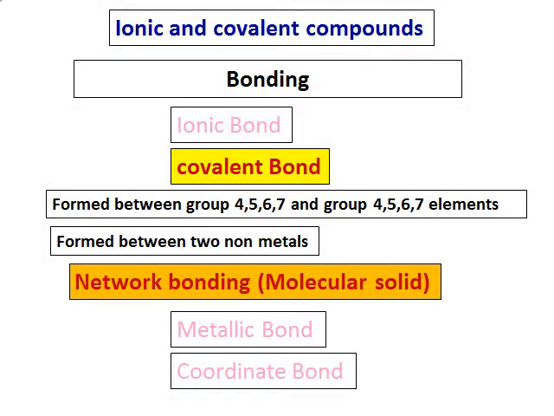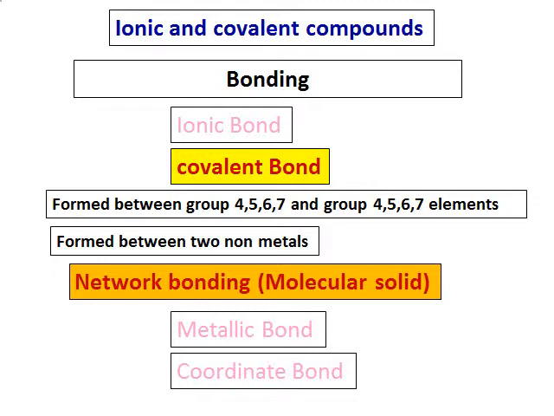Continuing with ionic and covalent bonding compounds, and we are dealing with bonding in them. And in this video you will learn about covalent bond and network bonding, or what we call molecular solids also. A covalent bond is formed between groups 4, 5, 6, 7 with compounds in group 4, 5, 6, 7. You may not follow what I am saying now. We will go further and you will understand it.